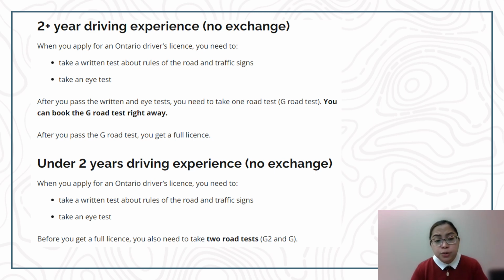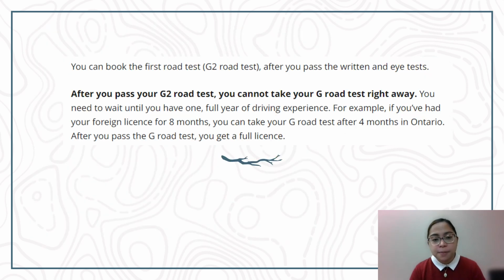So if you have driving experience from another country but it's less than 2 years, then you can take your written test or the knowledge test and the eye test. But before you get a full license, you also need to take two road tests. So you need to take the G2 and the G. So you have to take the whole process. You can book the first road test upon passing the knowledge test and the eye test. But after you pass your G2, you cannot take your G road test right away. So you have to complete the 12 months.